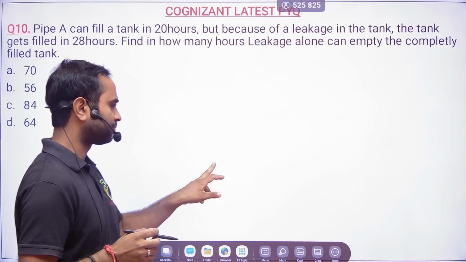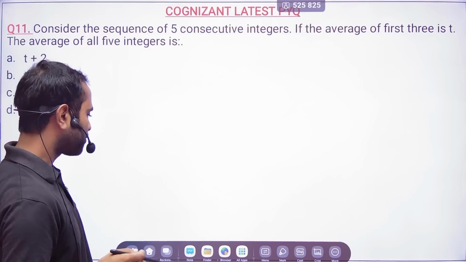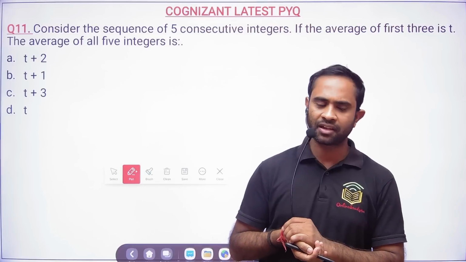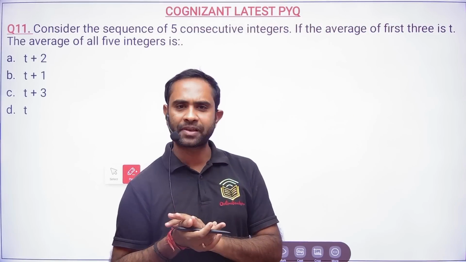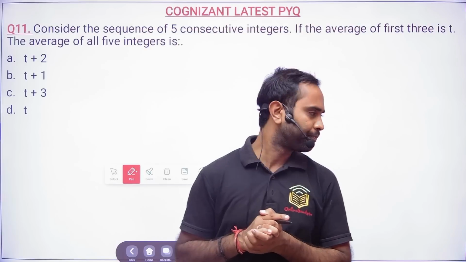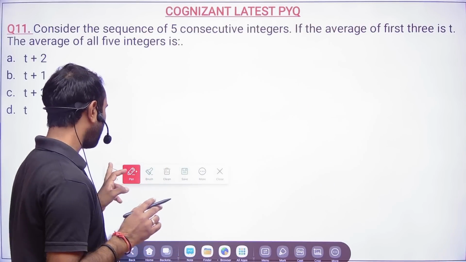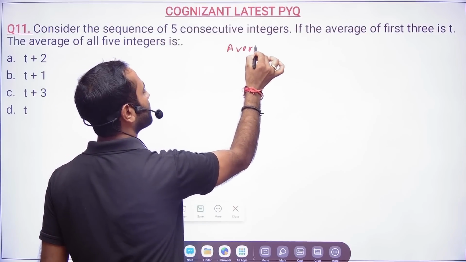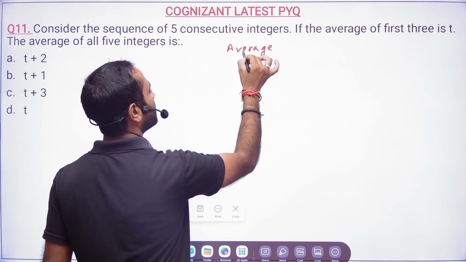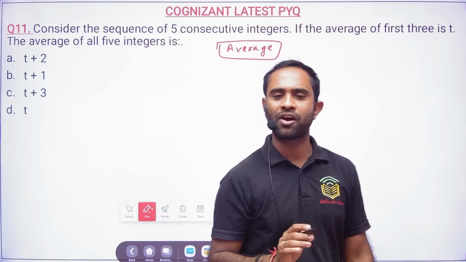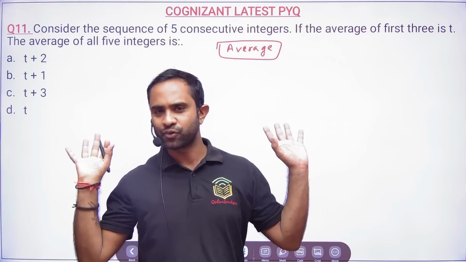Then only you will be able to solve the question. Okay, fine. Now, question number 11. Question number 11 says, consider the sequence of 5 consecutive integers. If the average of the first 3 is t, then the average of all 5 integers. So my dear friends, this is a question from the topic average. There should not be any kind of confusion here.